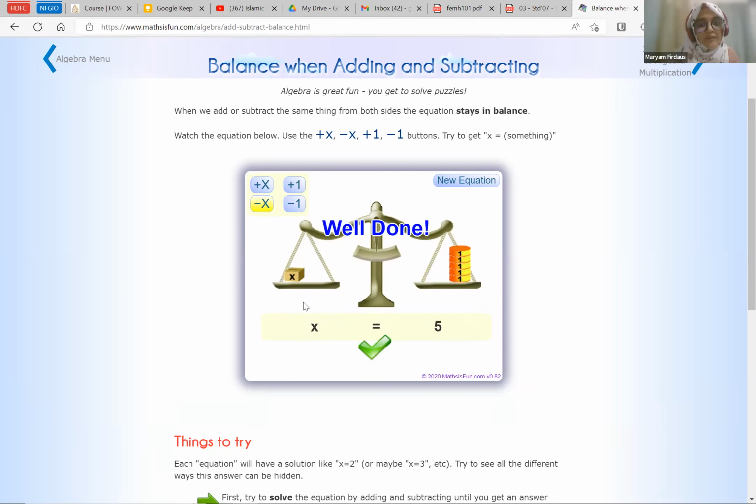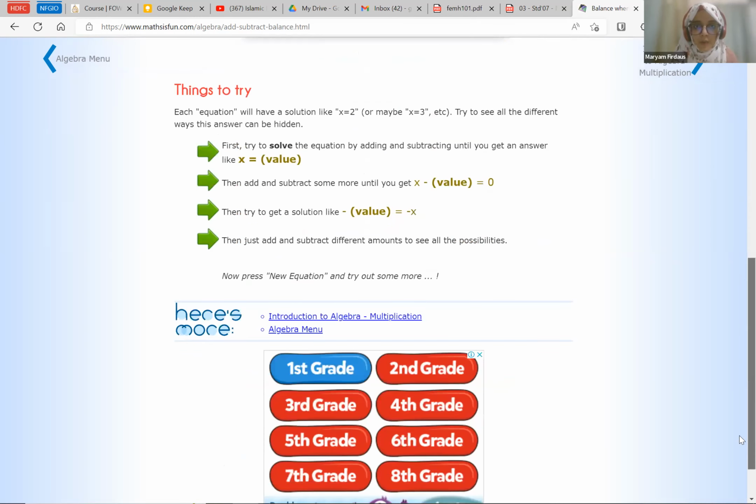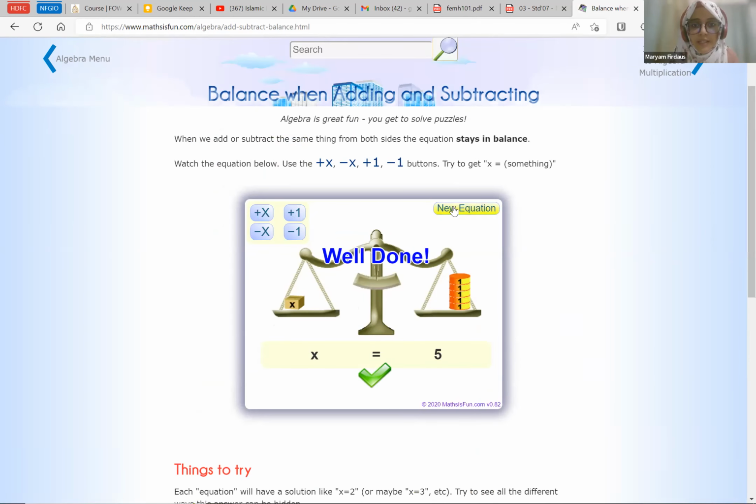So are you seeing? We found out the value of x. What is x equal to? 5. x is equal to 5. Did you understand this? Yeah. Yeah? Okay. So, do you want to try this out?